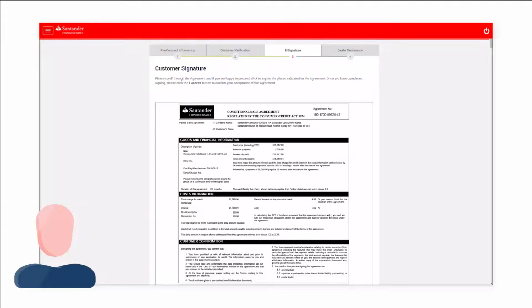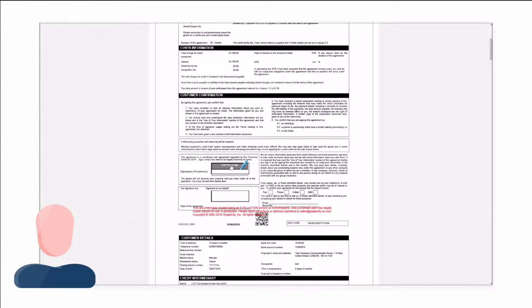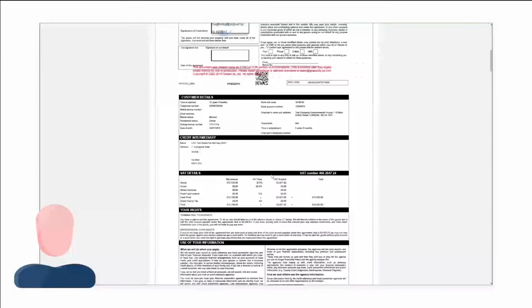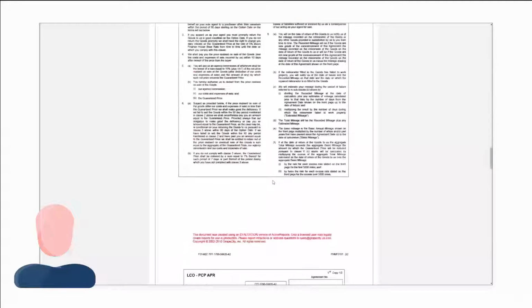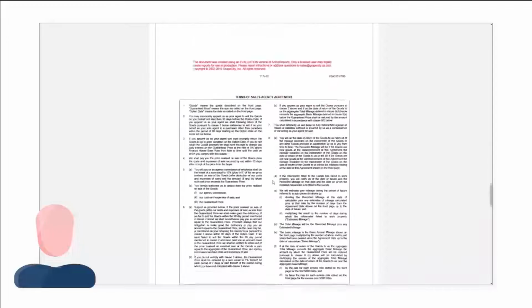The next step is the agreement signing page. The customer is asked to read through the agreement and click to sign where necessary. The customer must read through the document and click to sign at each appropriate point. They cannot proceed until they have filled out all the necessary signature blocks.